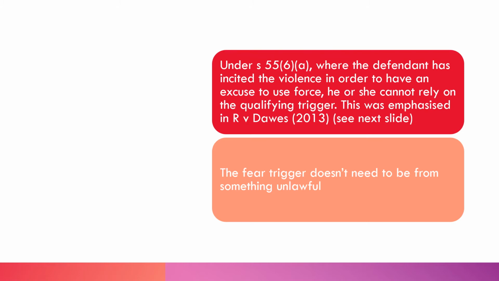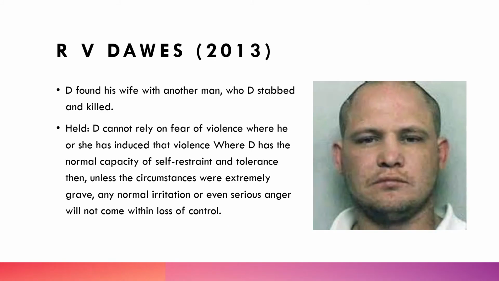And this was emphasised in Dawes. In the case of Dawes from 2013, the defendant found his wife with another man, who the defendant, Dawes, then stabbed and killed. It was held in this case the defendant cannot rely on the fear of violence where he or she had induced the violence, where the defendant has the normal capacity of self-restraint and tolerance, unless the circumstances were extremely grave. Now in this case, the confrontation was initiated by Dawes, so therefore was self-inflicted.